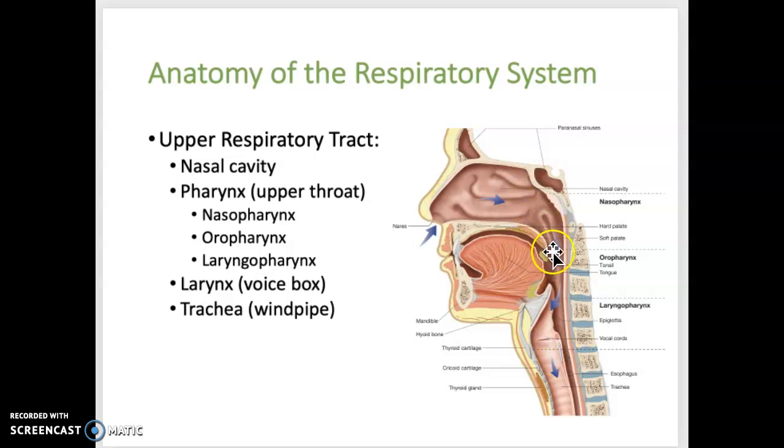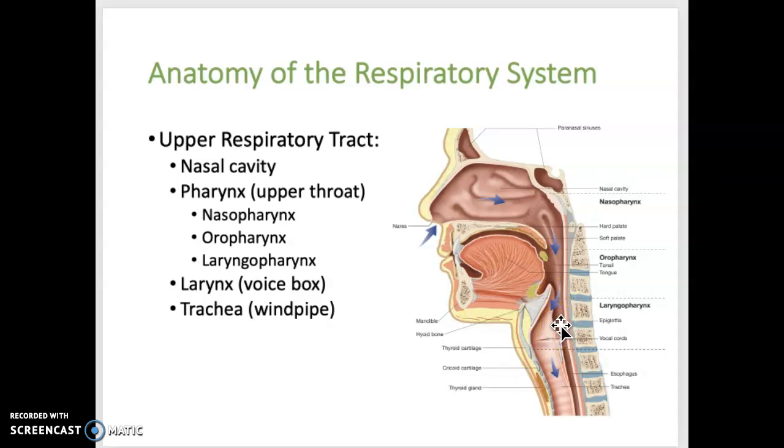So the pharynx is the upper throat. It serves as a passageway for food and for air, and also for liquids, basically anything that you swallow. And it's divided into three sections. The upper section is the nasopharynx, located behind the nasal cavity. And then below that is the oropharynx, located behind the mouth, behind the oral cavity. And then the laryngopharynx is the most inferior section.